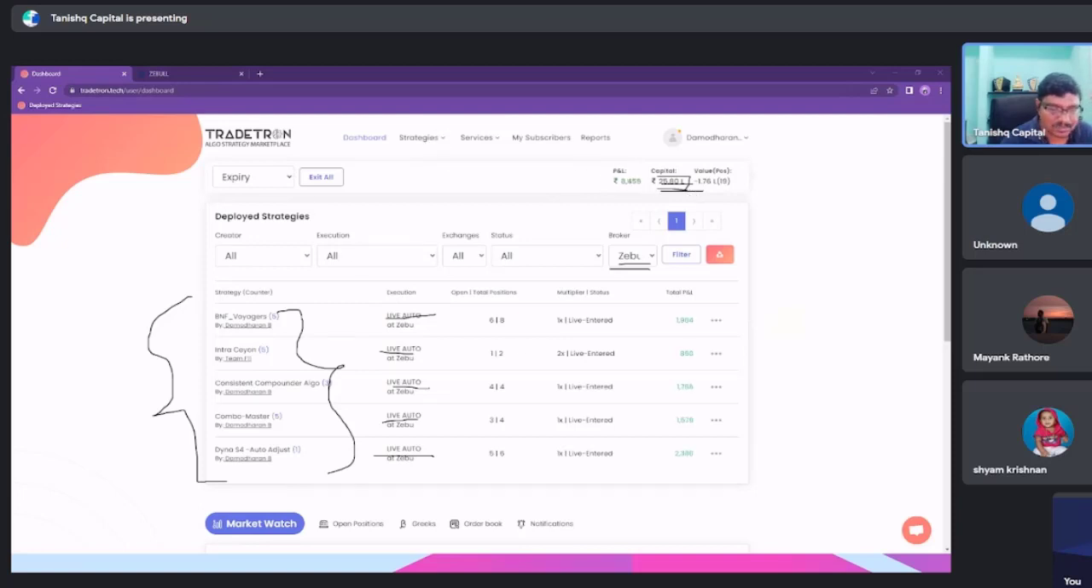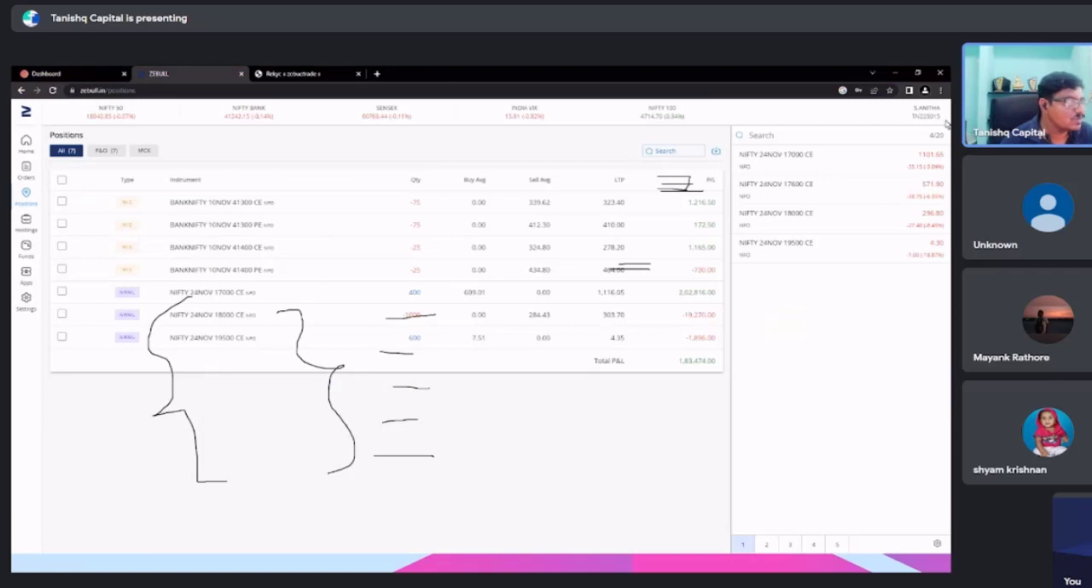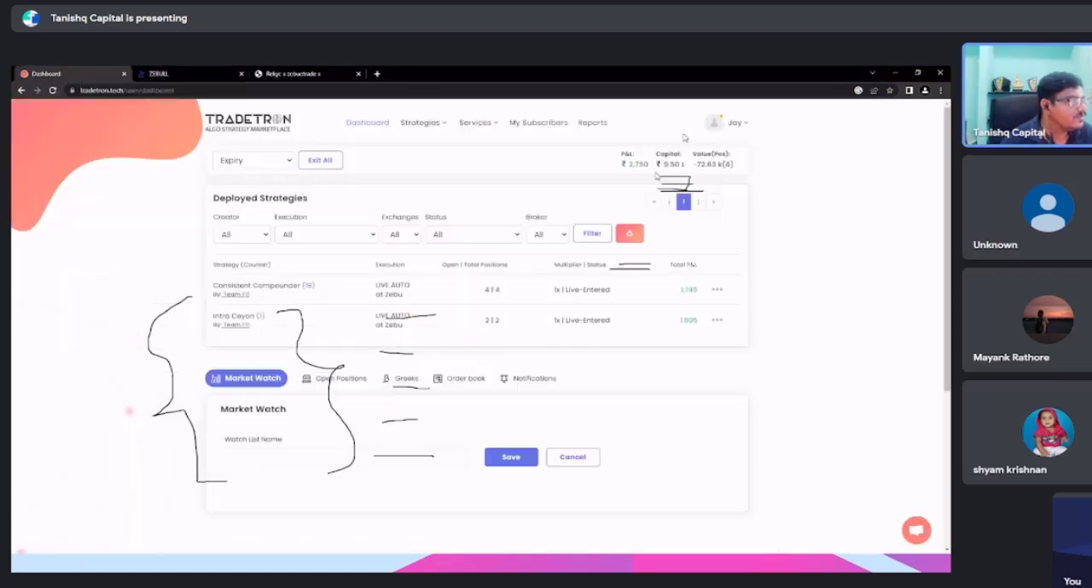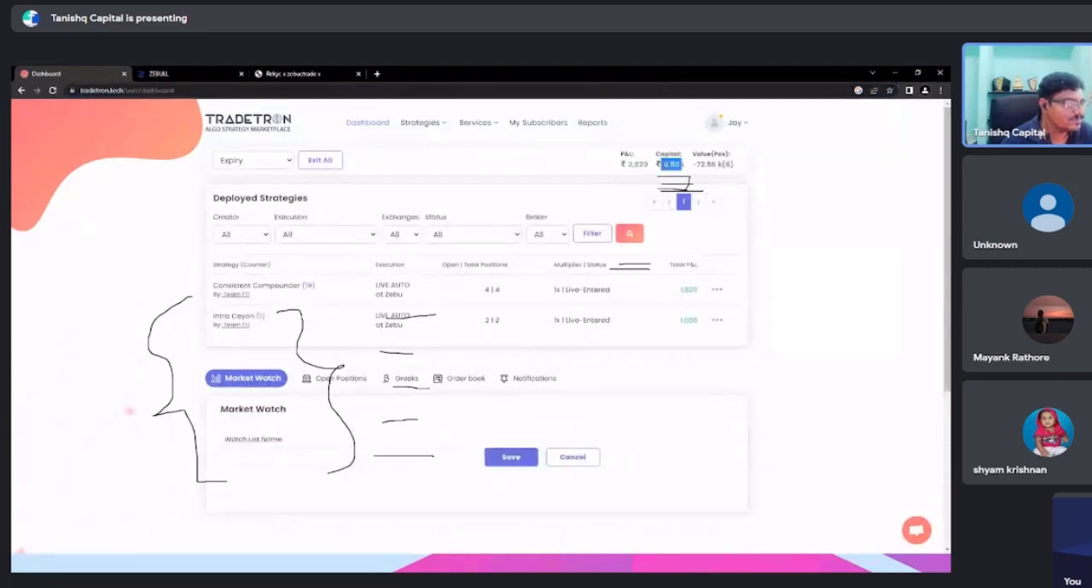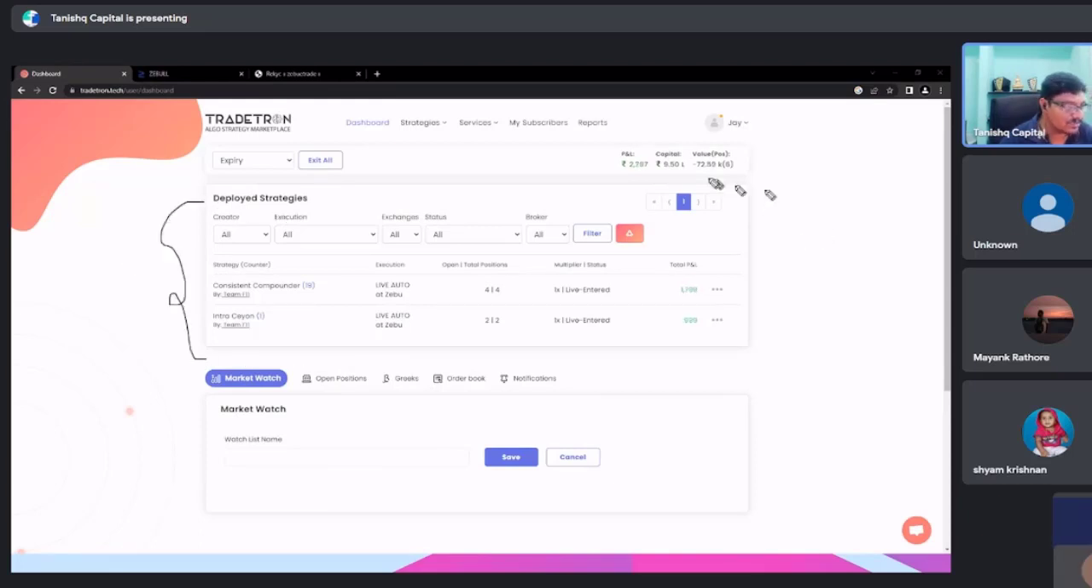So again, sir, can you show? This is one more account. Deployment is for 10 lakh. Based on market situation, we will change this contribution, but everything will be decided by us. If the basket is decided and you invest in the basket, everything will be decided: whether I should go for consistent compounder, bank nifty Voyager, or dynamic straddle strangle. Everything will be taken care of from our side.